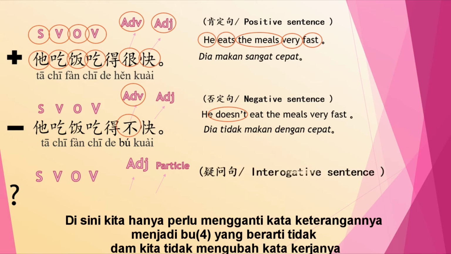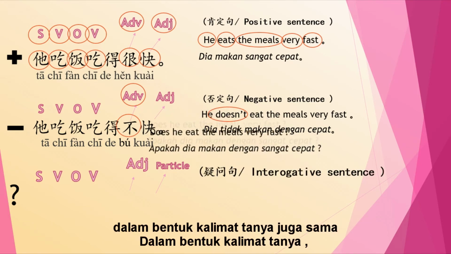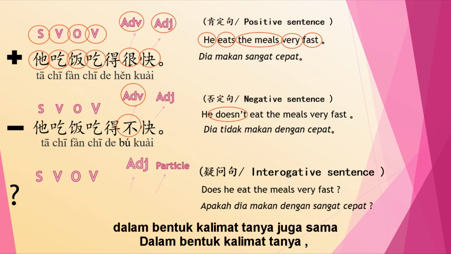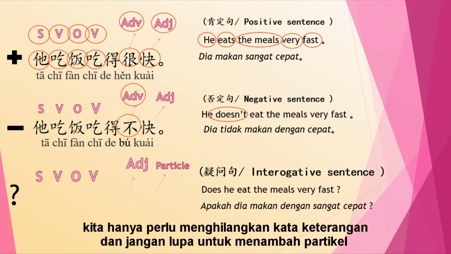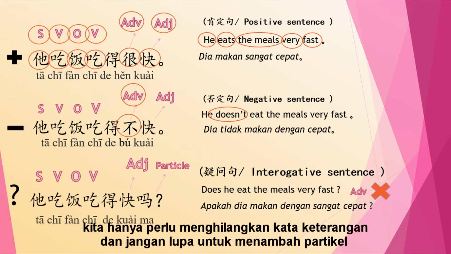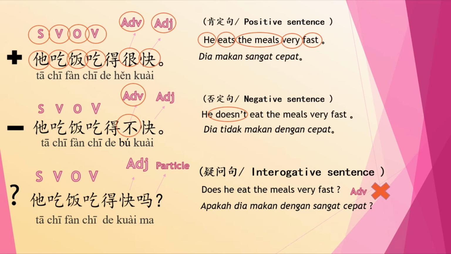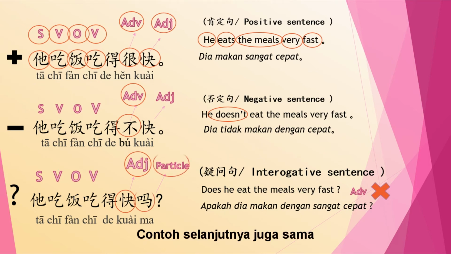Then the interrogative sentence is also the same. In the interrogative sentence, we just have to omit the adverb, and then don't forget to put the particle. So 他吃饭吃得快吗? Ma is the particle, and then we omit the adverb. That is the interrogative form.